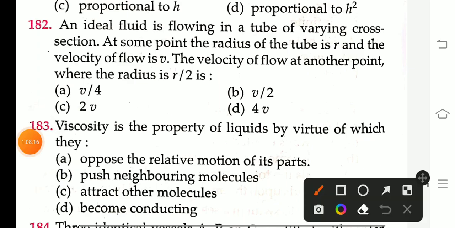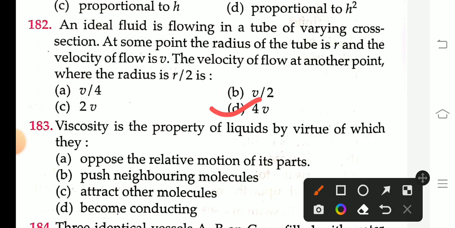An ideal fluid is flowing in a tube of varying cross section. At some point, the radius of the tube is r and the velocity of flow is v. The velocity of flow at another point where the radius is r by 2 is 4v.